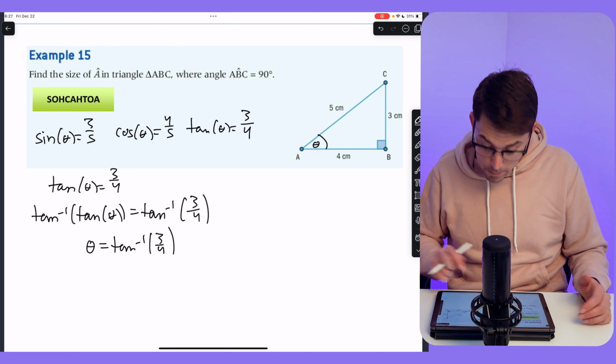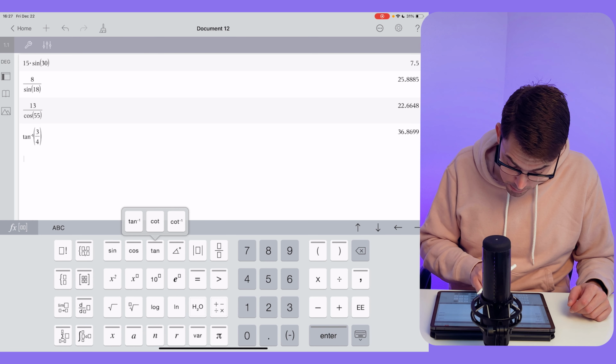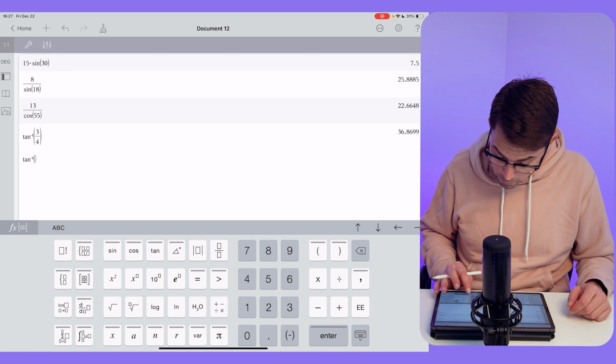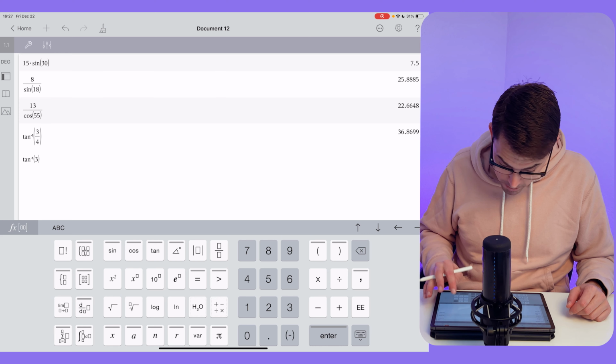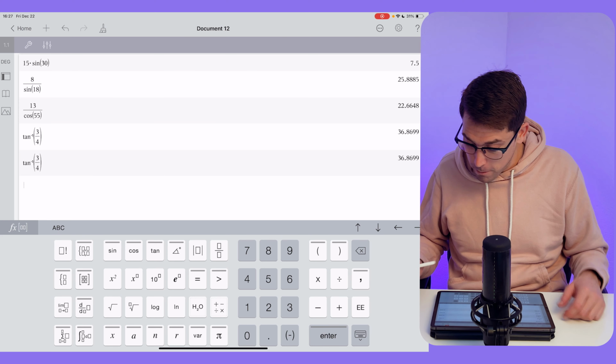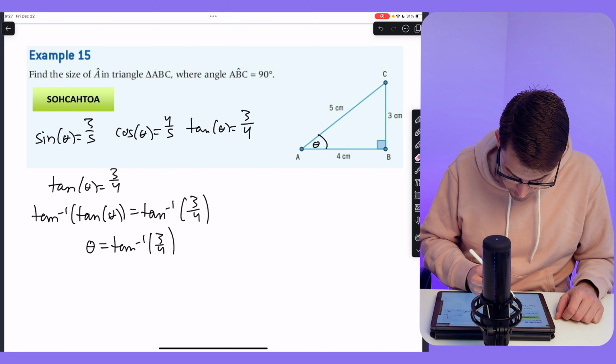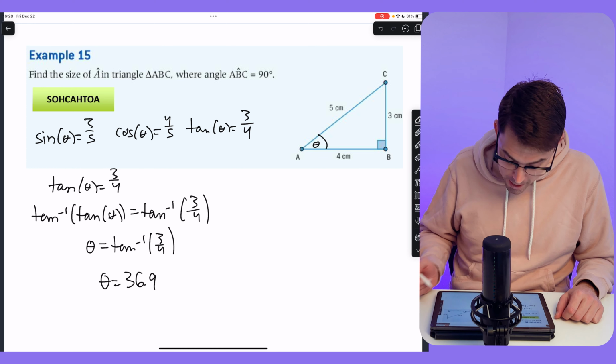And then what would that be? Again, all you have to do is go into your calculator. For me, it looks like this. I would do the inverse tangent of 3 over 4, and look at that. What a coincidence that it was the last problem I just went over in the previous video. 36.9. So theta would be equal to 36.9 degrees.